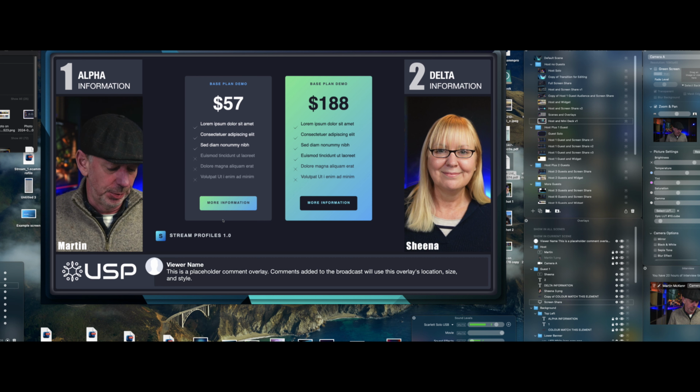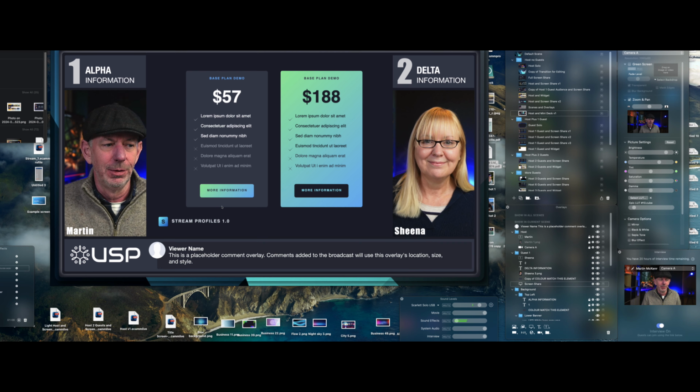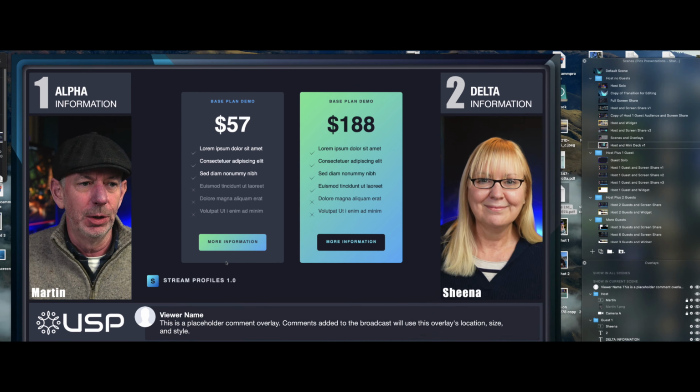I'm going to come out of live demo mode in a moment. Wrong way, Martin, always the wrong way. Not that way, this way. Options, come out of live demo mode. So I just think it's a nice sort of look and feel.